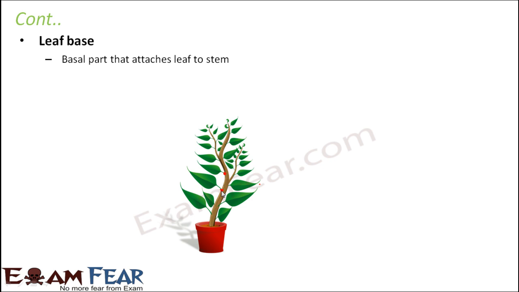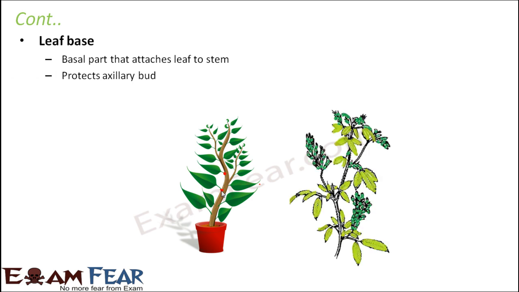For example, in some plants like the legumes, the peas and all, the leaf base is swollen, and the swollen structure is given a new name called pulvinus. Here, this is how the legumes would look like. The base from where the leaves arise is a swollen structure. In case of legumes, the swollen leaf base is called pulvinus.